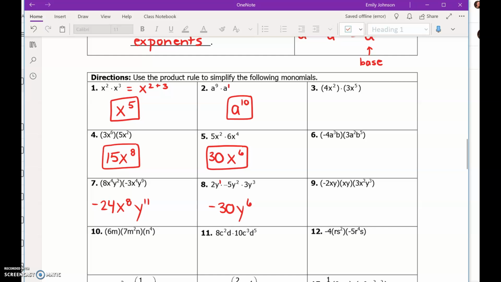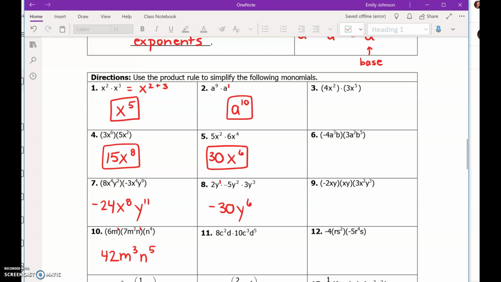All right, in number 10, again, we have 3 terms to multiply. We can multiply the numbers. 6 times 7 is 42, and then add the exponents with the same variable. So 1m plus 2m's would give us m to the third, and then we have 1n plus 4n's would give us n to the fifth. And that's your simplified answer.